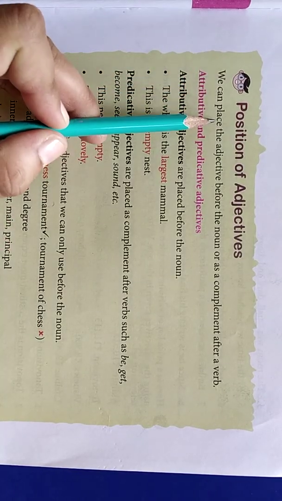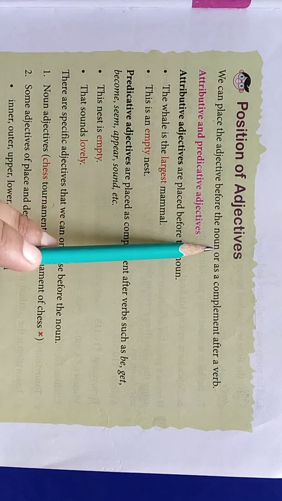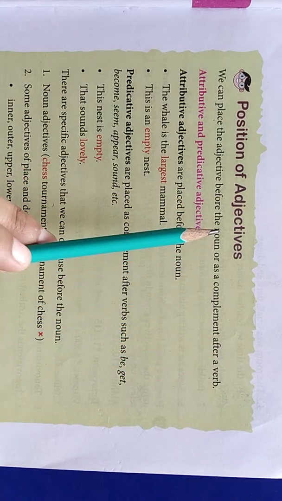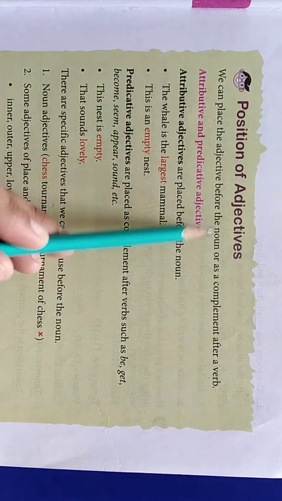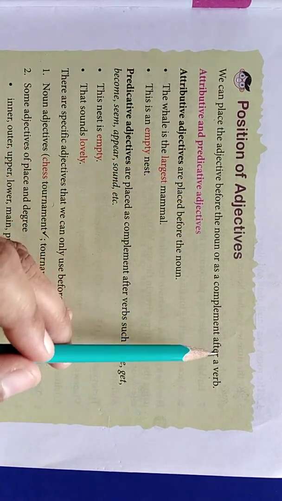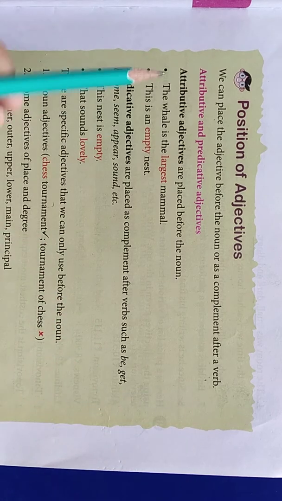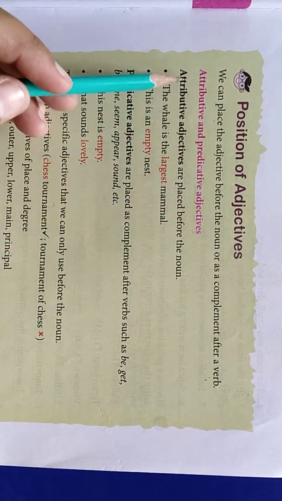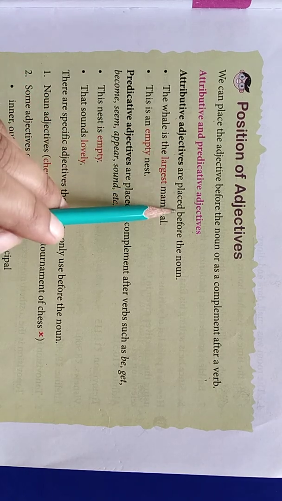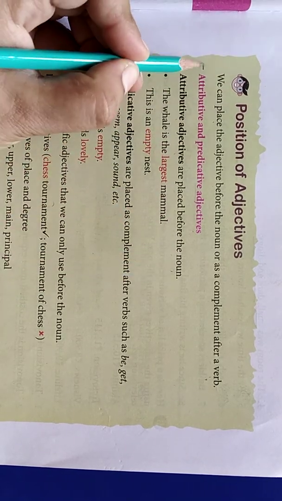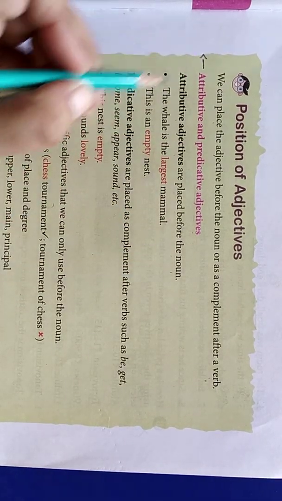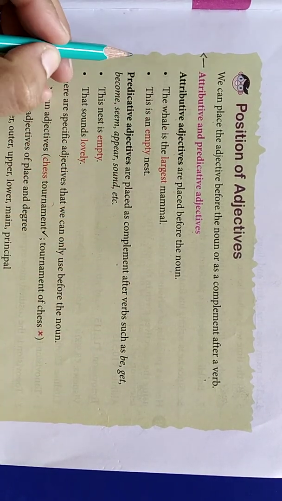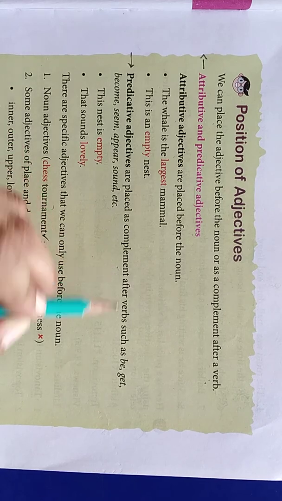Look. We can place the adjective before a noun or as a complement after a verb. Got it? Attributive and predicative adjectives. Attributive adjectives are placed before the noun. Okay, and predicative adjectives are placed as a complement after verbs. They will be used as a complement after verbs.